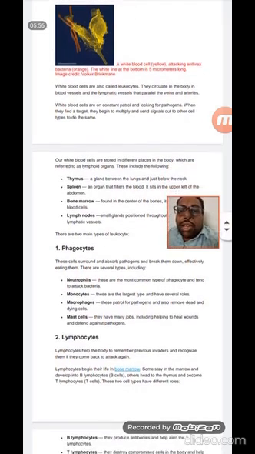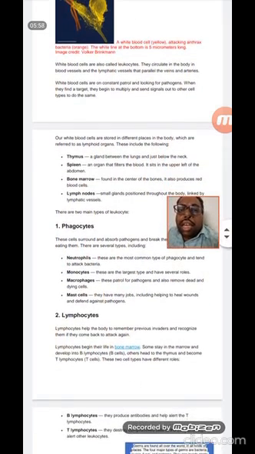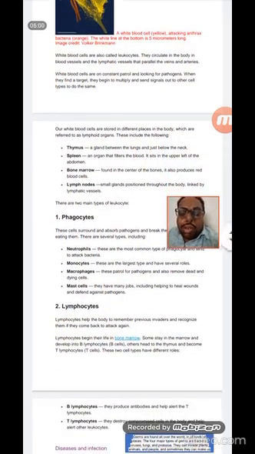Inside these white blood cells, different parts of the body are involved and responsible for them. White blood cells and RBCs are both formed from bone marrow, and some of these white blood cells get matured in the thymus. The thymus is a gland between the lungs, just below the neck. Others are the spleen and the bone marrow.